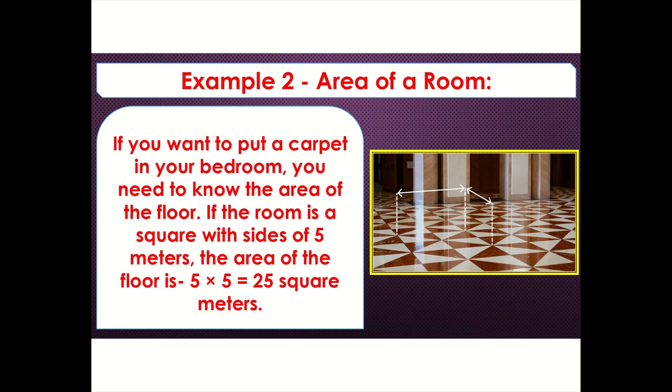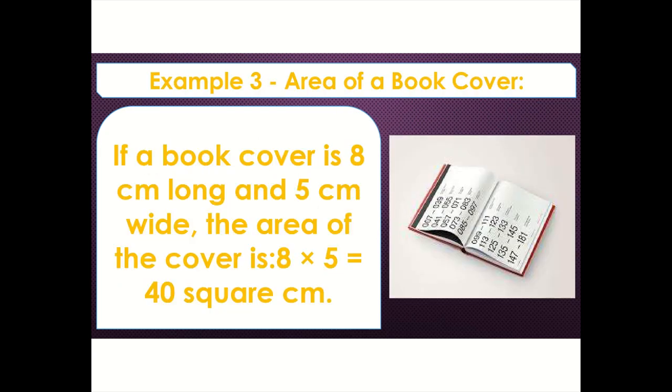Example 2. Area of a room. If you want to put a carpet in your bedroom, you need to know the area of the floor. If the room is a square with sides of 5 meters, the area of the floor is 5 times 5 equals 25 square meters.